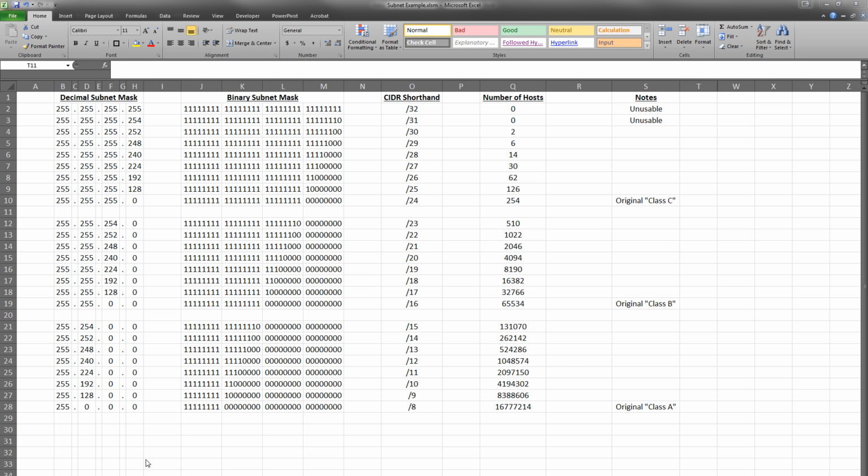This was in addition to the original IP address scheme called classless interdomain routing, or CIDR for short, which allows us to flexibly allocate subnets.